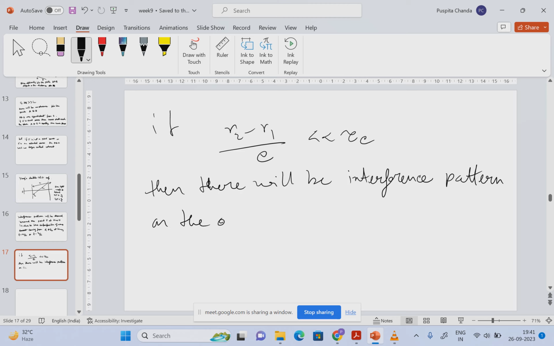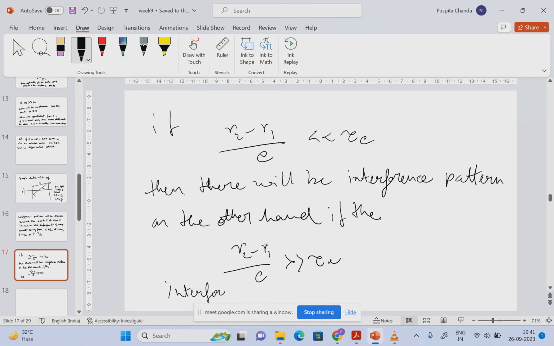On the other hand, if the path difference (R2 minus R1) by c is greater than tau c, the interference pattern will not be observed.